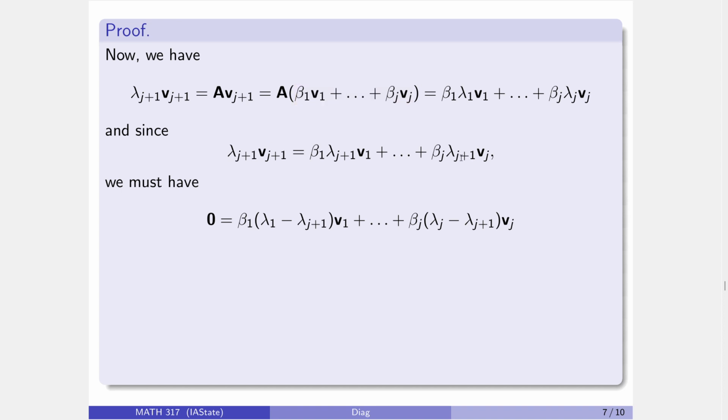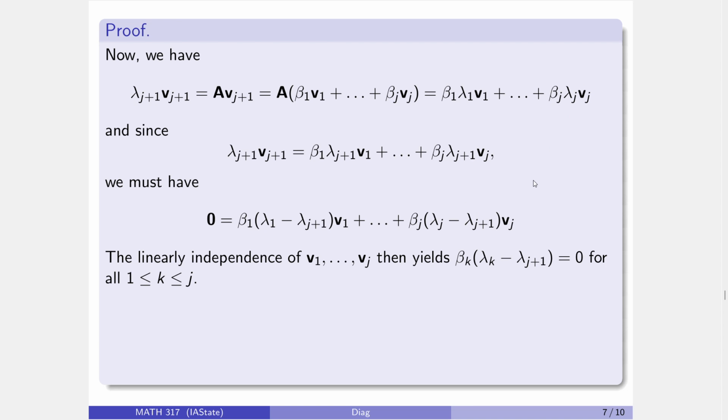And since those are both equal, we then subtract. We get 0 on the left, and on the right, the betas come for the ride, the v's go for the ride, and then I get lambda 1 minus lambda sub j plus 1, all the way up to lambda j. And now we have this linear combo is equal to 0, but v1 to vj, by its construction, is linearly independent. So all of those scalars must equal 0.